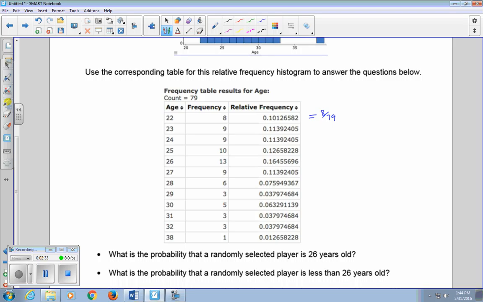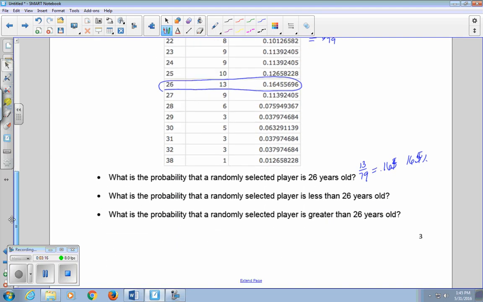What is the probability that a randomly selected player is 26 years old? We need to go up to our table and look at row 26. 13 of the players are 26, which would mean that the probability would be 13 out of 79, which is equal to 0.164, or 16.4%. Probably should round up to actually 16.5%.